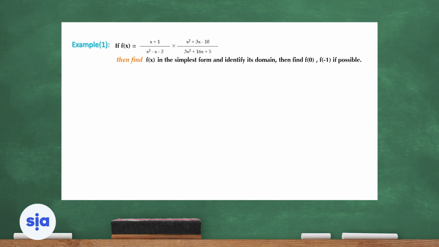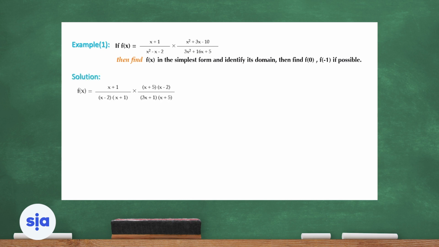In this example, f of x equals x plus 1 over x squared minus x minus 2, multiplied by x squared plus 3x minus 10 over 3x squared plus 16x plus 5. The question is asking us to simplify this expression in the simplest form and to identify its domain. After that, the question also asks us to find f of 0 and f of negative 1 if possible. Let's go and check. How do we do it?